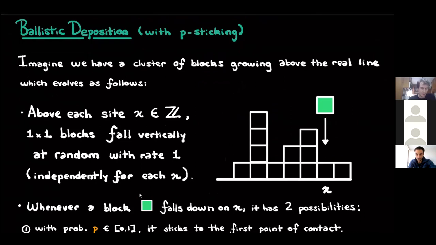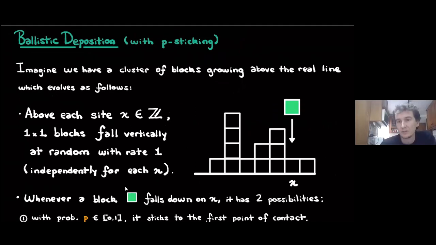with p-sticking, let's say, is a model for surface growth or for the evolution of an interface, if you want, in which we have a cluster of blocks like the ones you can see here in this picture, or the ones that you saw in the animation above, which is going to grow with time by the addition of new blocks, which are going to attach to this cluster, okay? And the way that this model is going to work is the following. So imagine that we have such a cluster of blocks, which is growing above the real line, okay? And the evolution of this cluster evolves with time as follows.